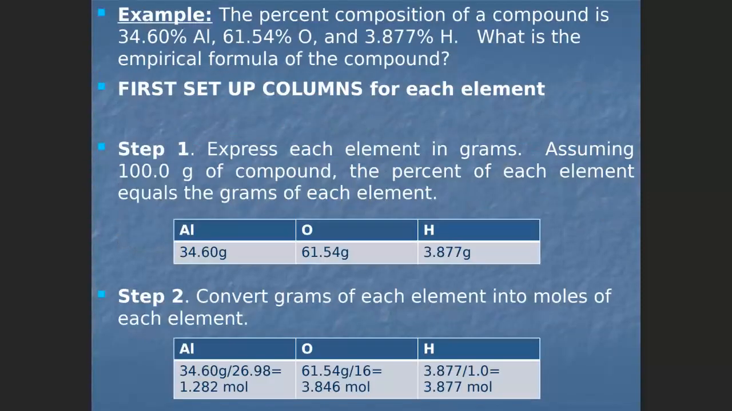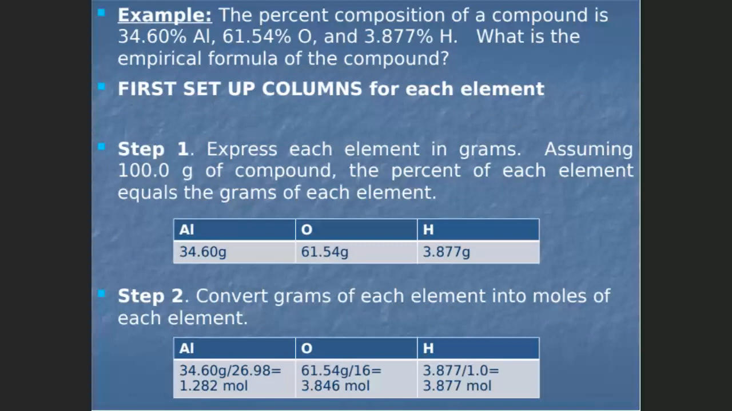Okay, let's see the example of empirical formula. The percentage composition of a compound is 34.60% aluminum, 61.54% oxygen, and 3.877% hydrogen. What is the empirical formula of that compound?